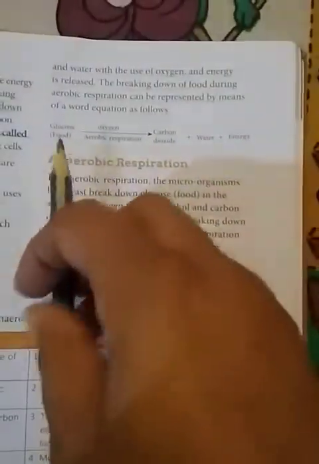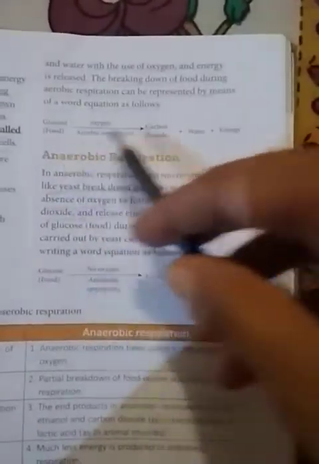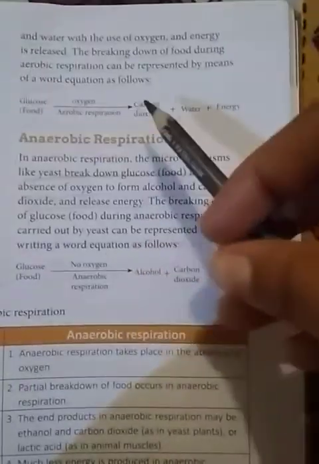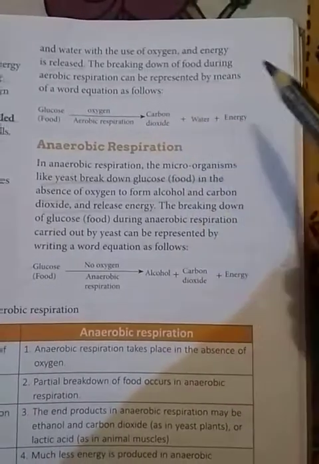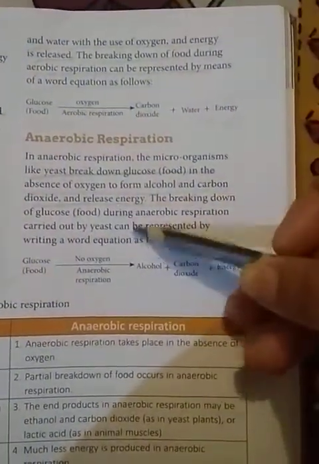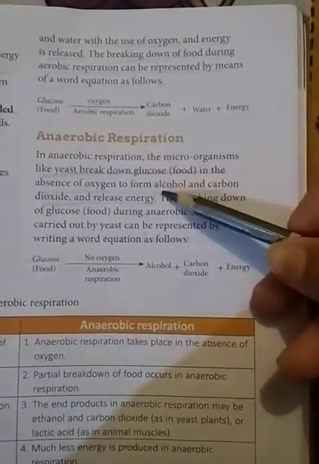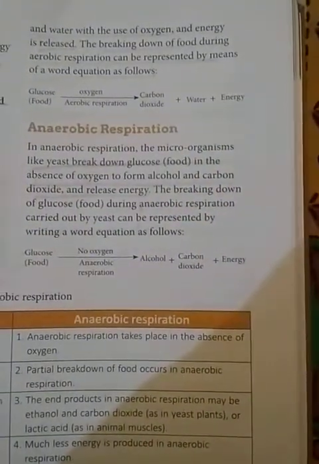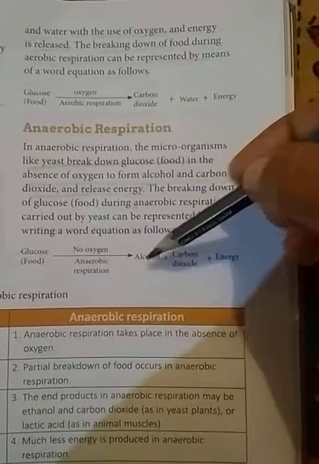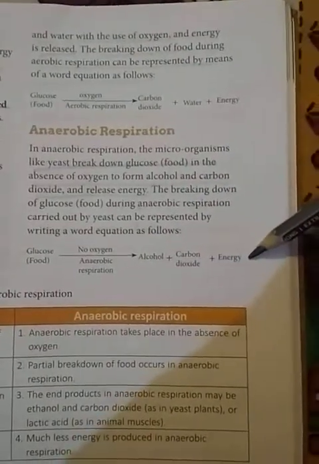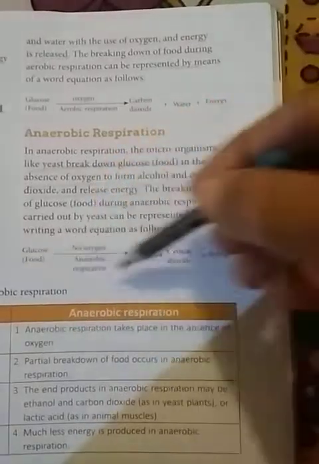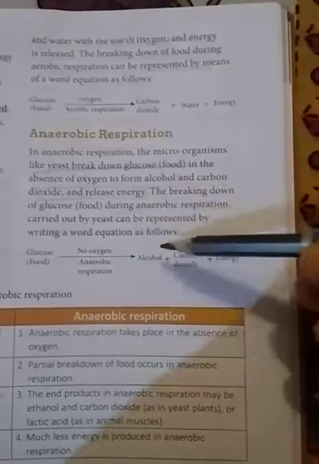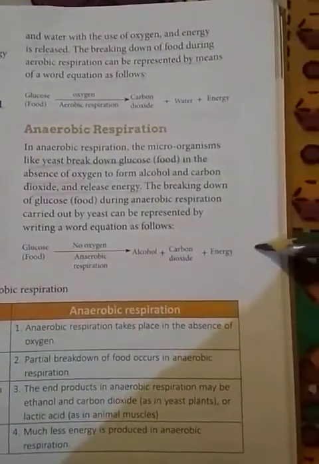Here a schematic representation is given. Okay, glucose in the presence of oxygen, aerobic respiration is happening, and it is broken down into carbon dioxide, water, and energy. Now anaerobic respiration, here what is happening? In the absence of oxygen, glucose is being broken down, okay, by some microorganisms, for example yeast, and it is getting converted into alcohol, carbon dioxide, and energy. Okay, so this is the schematic representation for anaerobic respiration. The glucose is being broken down in the absence of oxygen, and alcohol, carbon dioxide, and energy are being released.